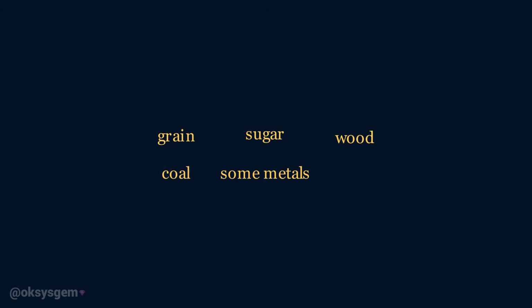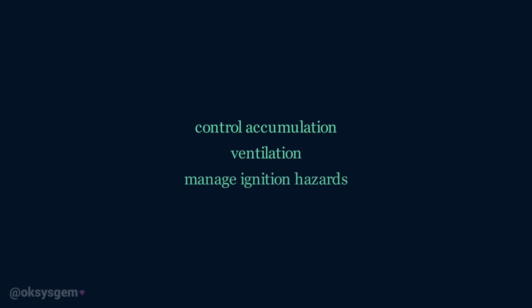Materials such as grain, sugar, wood, coal, and some metals can produce combustible dust under certain conditions. The solid material itself may normally seem harmless. The danger comes from the combination of very small particles, air, and rapid combustion. This is why industrial facilities that generate fine dust require careful control of accumulation, ventilation, and ignition hazards. Changing the physical form of a material can dramatically change how quickly it releases chemical energy.